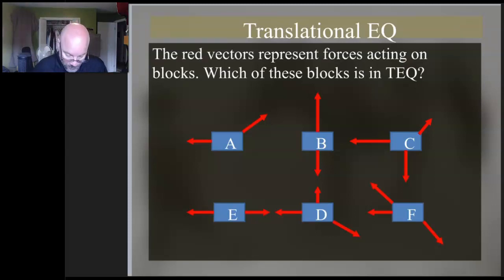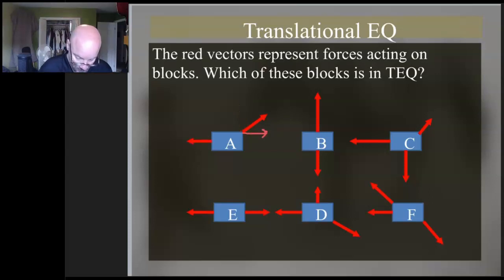Okay, so let's start with A. We've got one at an angle, so there's a force directly to the left and then up and to the right. What we need to do is break the one that's on a diagonal into horizontal and vertical components so that we can compare it more easily. It is possible that this component will cancel out this one, that those could be equal and opposite. That sure could happen. However, there's no downward force to match the upward force, and so block A is clearly not in equilibrium.